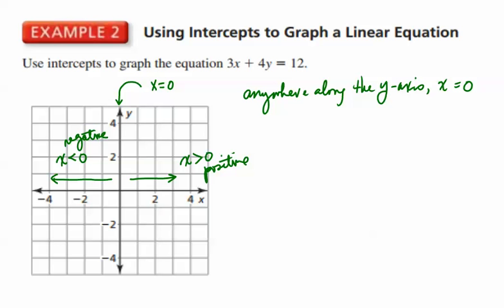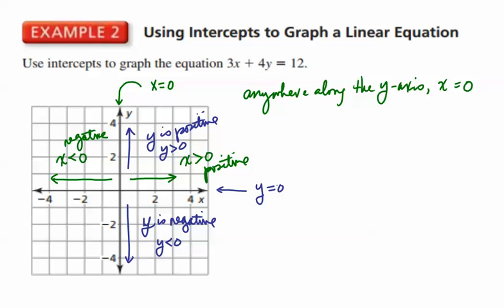Second, what happens when a graph crosses the x-axis? Well, above the x-axis, y is positive, which means y is greater than 0. Below the x-axis, y is negative, or we say y is less than 0. Then, anywhere along the x-axis, y is going to equal 0.